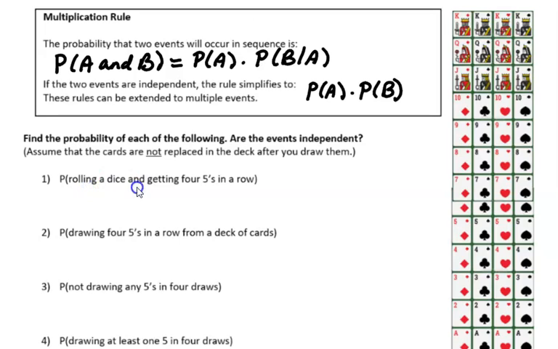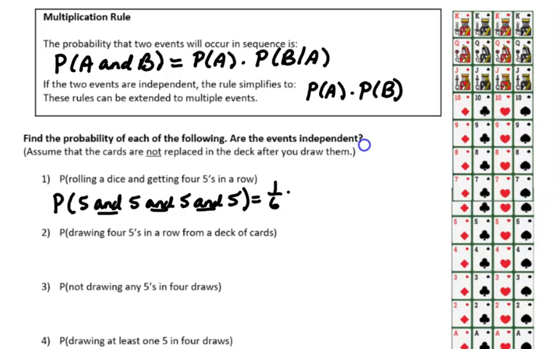We have rolling a die and getting 4 5s in a row. So I'm rolling a 5, and then a 5, and then a 5, and then a 5. So what's the probability that I'm going to roll a 5 and a 5 and a 5 and another 5? Well, if I roll the first 5, it would be a 1 out of 6 probability of getting a 5. The second 5, it doesn't matter what I rolled the first time. I still have a 1 out of 6 chance of getting a 5.